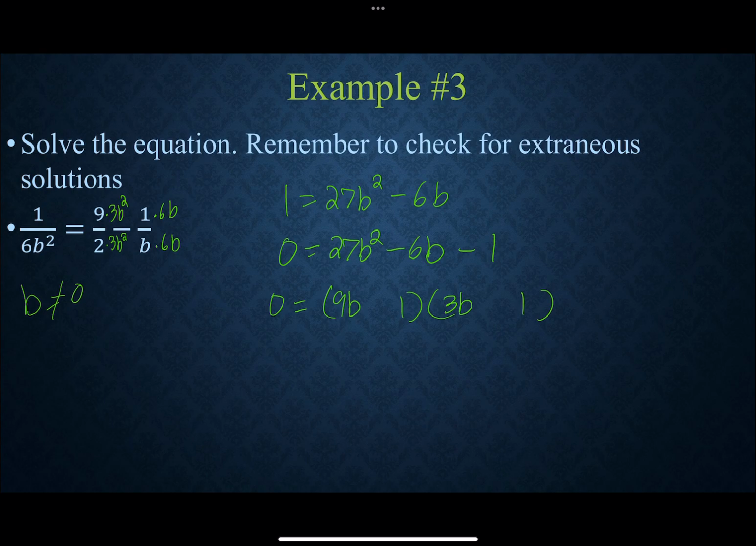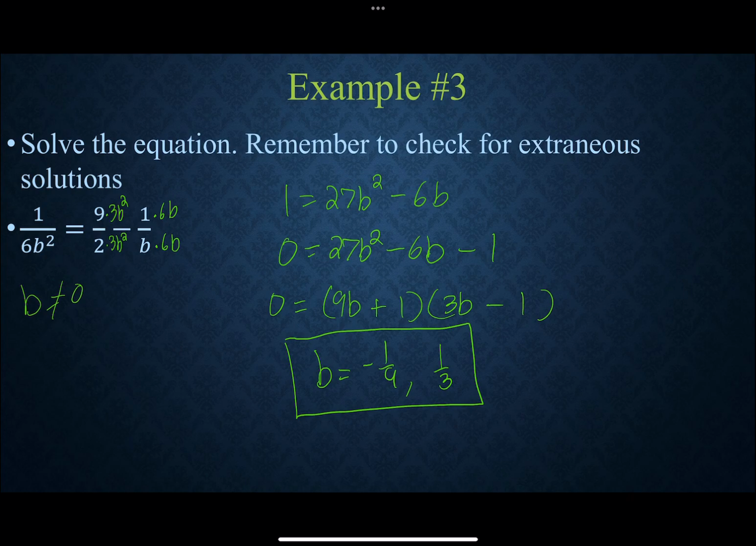But we do know that we're going to get a 9b plus 1 and a 3b minus 1 when you go through your AC method or your guessing and checking to solve that. The 9b plus 1 will give us b to be negative 1/9, and 3b minus 1 gives us 1/3, neither of which is the excluded value 0, so they're both our solutions.